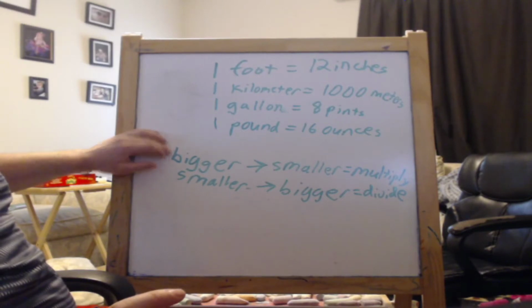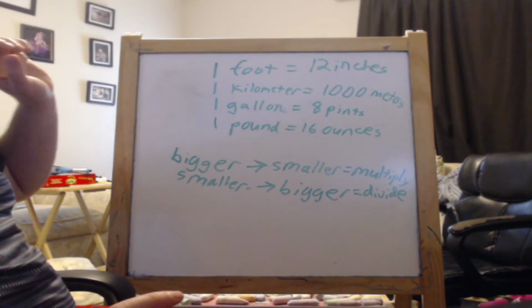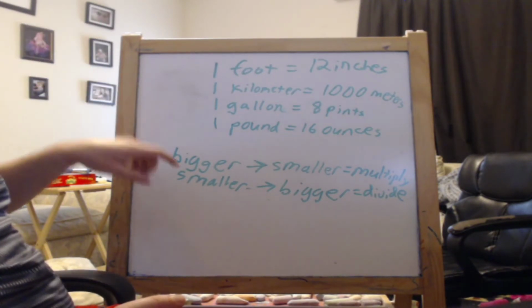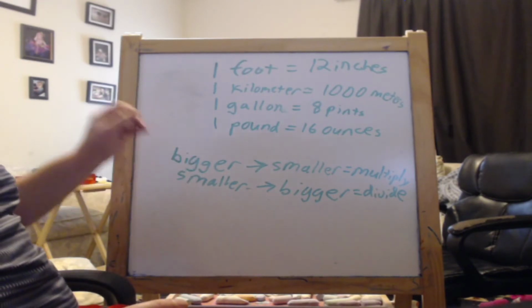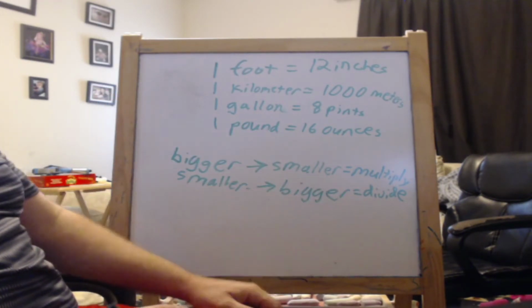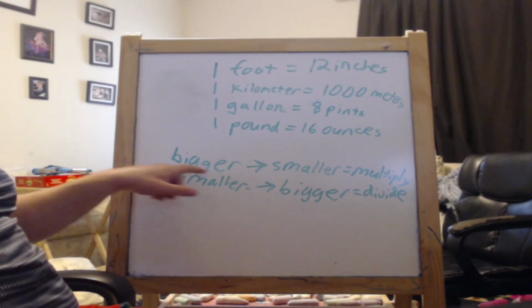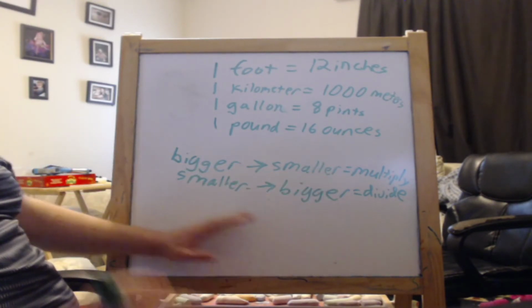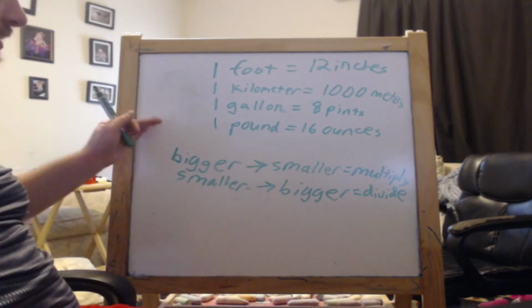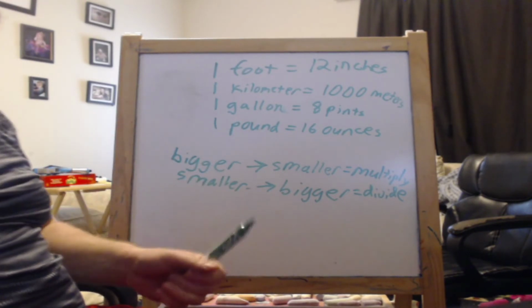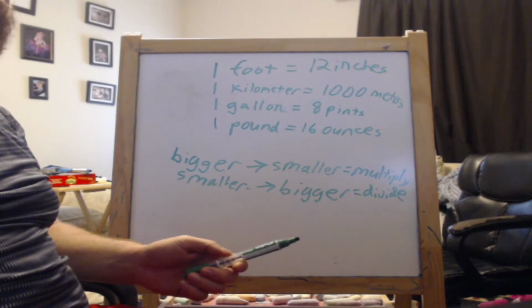It's different than you think it should be, because usually multiplying gets you bigger numbers and dividing gets you smaller numbers, but in this case, bigger to smaller is multiply. So it's just opposite of what it should be. So it's good to just write this down so you know. So let's do another question.